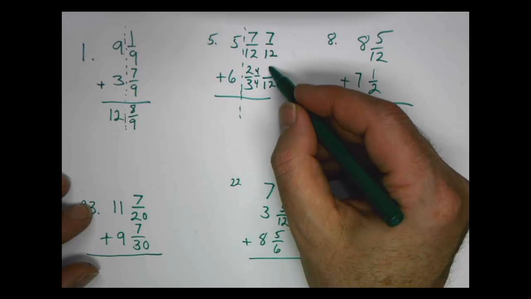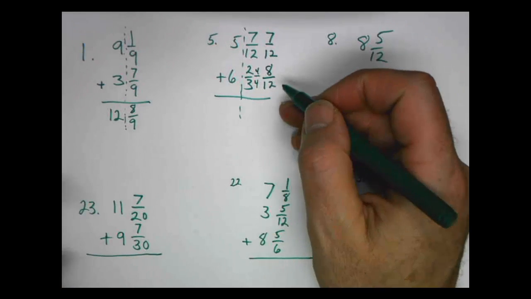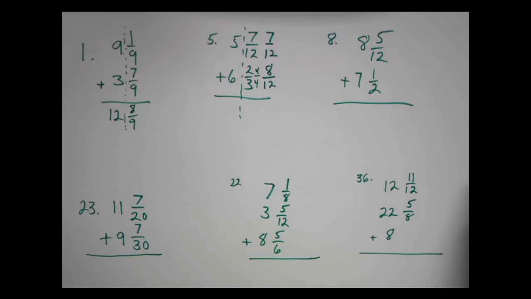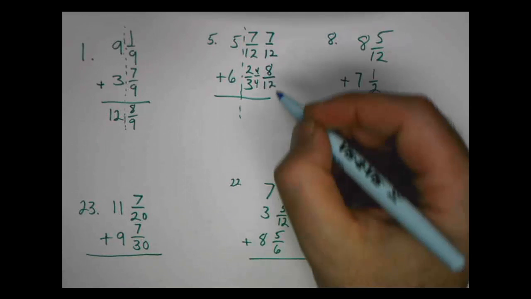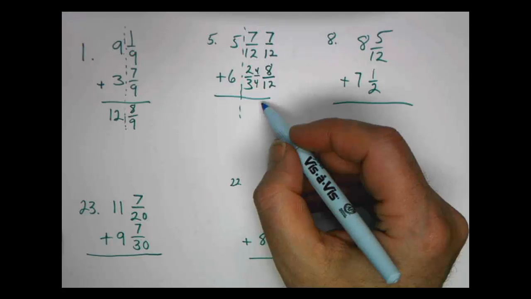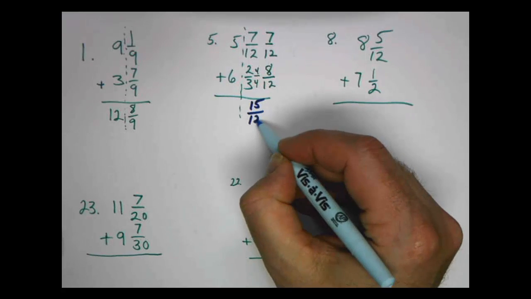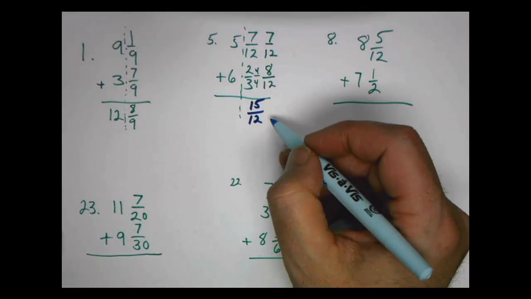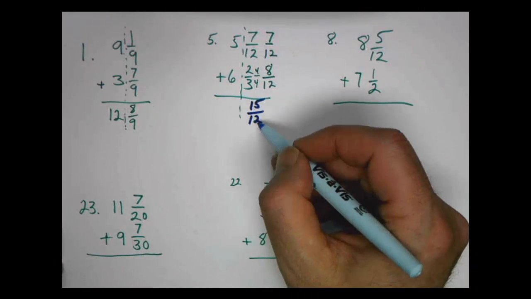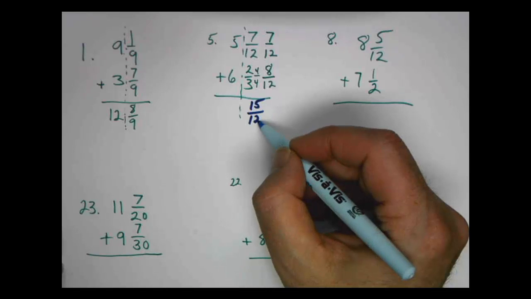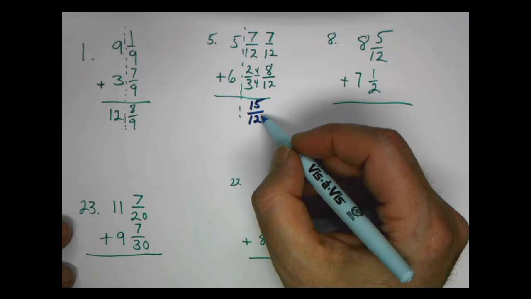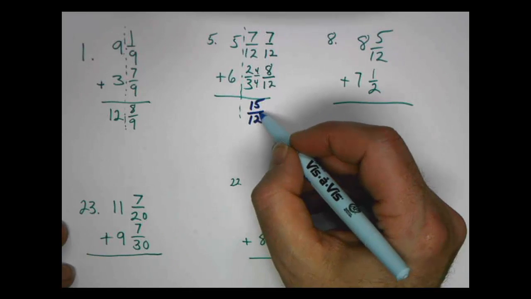So 2 times 4 is 8. Okay, now we have common denominators. We've solved that, so now we can go ahead and add up our numerators. 8 and 7 is 15. Well, we have a slight problem there. Our top number is bigger than our bottom, or our numerator is bigger than our denominator, so we have to regroup. And how many groups of 12 in 15?